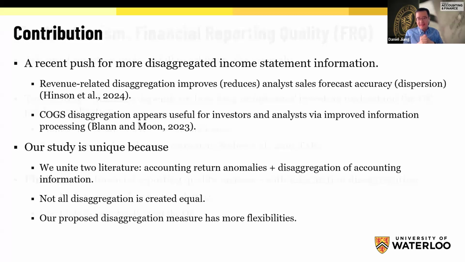In terms of the contribution, I think our study speaks to the recent standard setters' push for more disaggregated income statement information. There are two concurrent studies also looking into this issue. Hinson et al. 2024, this is a brand new Accounting Review publication, studied revenue disaggregation and they find that more disaggregated revenue disclosure improves the analyst sales forecast accuracy and reduces their forecast dispersion. And similarly, there's a brand new working paper, Bland and Moon 2023.